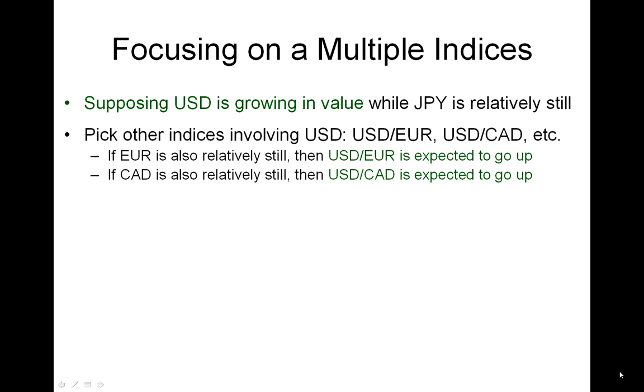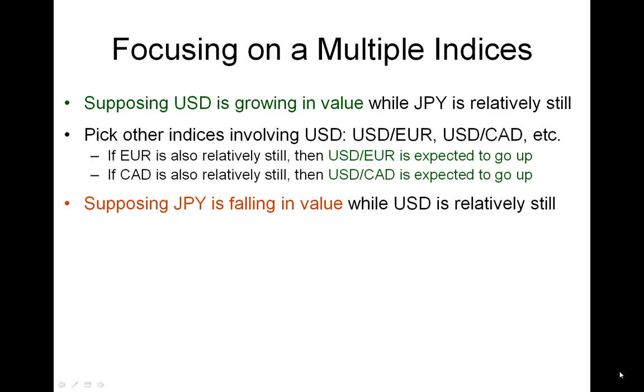Supposing we looked at other indices involving the US dollar, such as the US dollar to the euro or the US dollar to the Canadian dollar. Now let's say the euro is also relatively still, then the US dollar to the euro is actually expected to go up because the US dollar is growing in value. At the same time, if the Canadian dollar is also relatively still, then the US dollar to the Canadian dollar is also expected to go up.